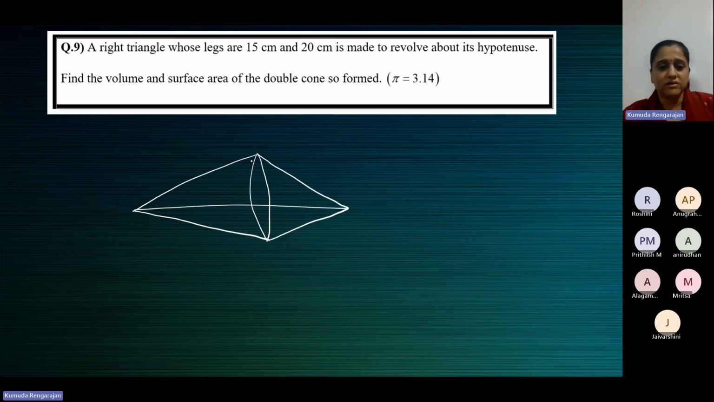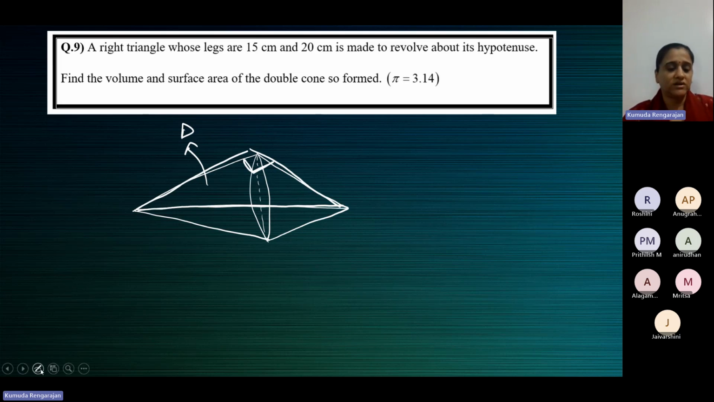So this is the right triangle, with the right angle here. This is the triangle which you turn. Not two triangles, okay? Only one triangle. When you turn it, you can see a cone on this side and a cone on this side. Say triangle ABC.